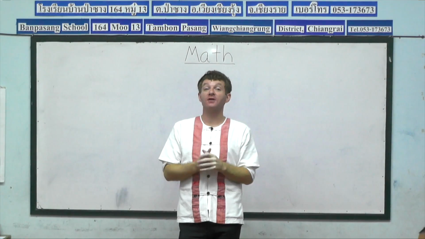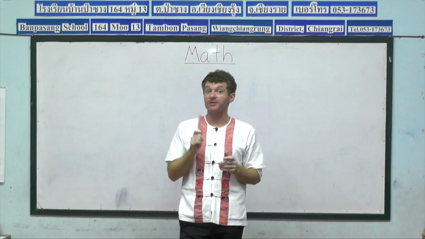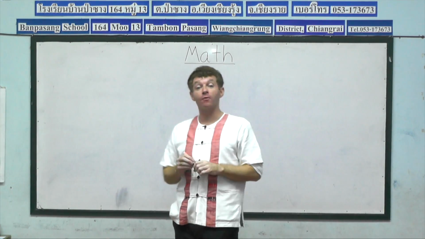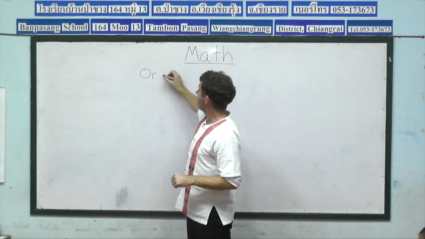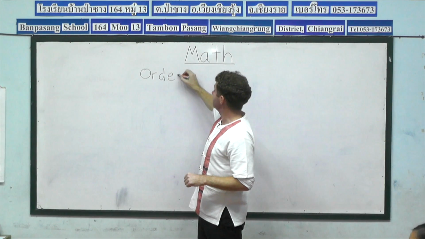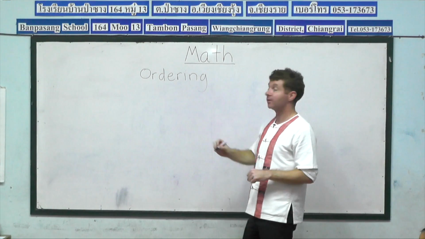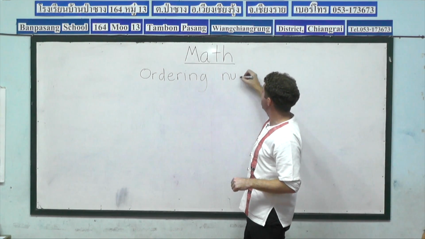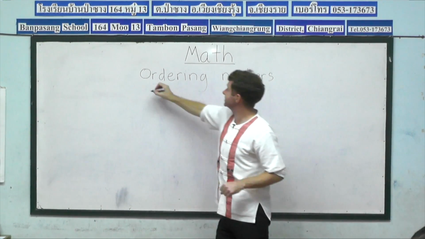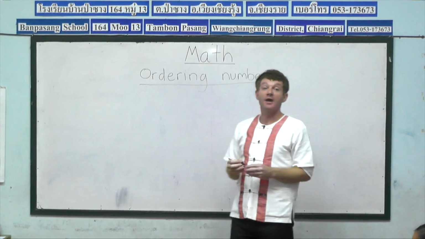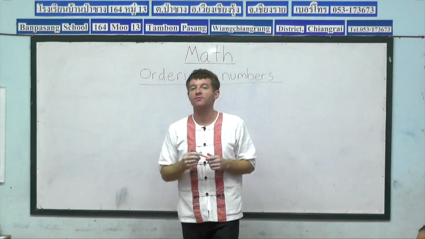So now we're going to learn about the process of ordering numbers again. And we'll have some students demonstrate their understanding. But first of all, let's write that phrase on the board, guys. Ordering. O-R-D-E-R-I-N-G. Ordering. And numbers, N-U-M-B-E-R-S. Ordering numbers. Yes.